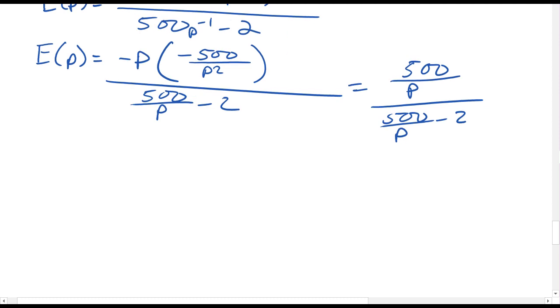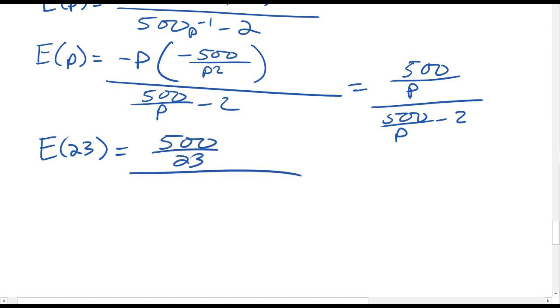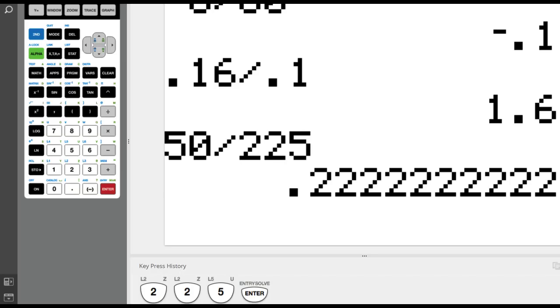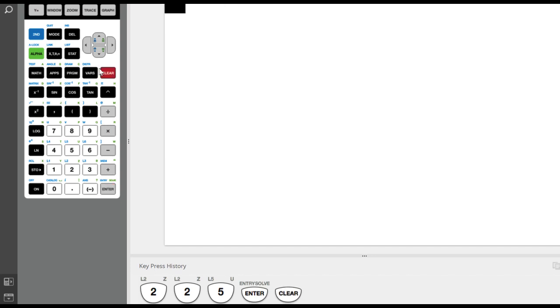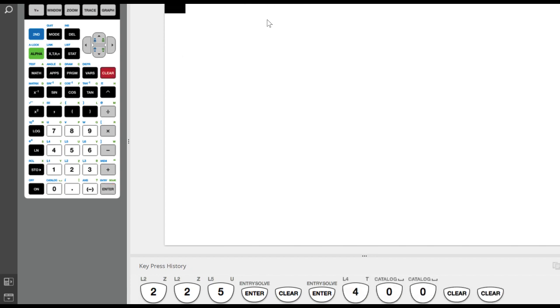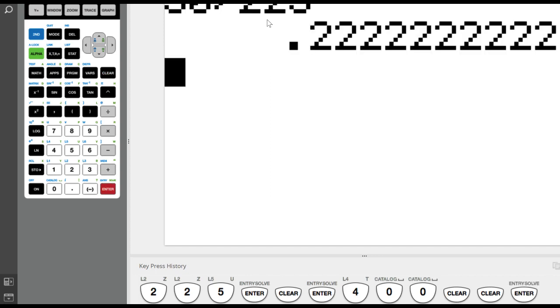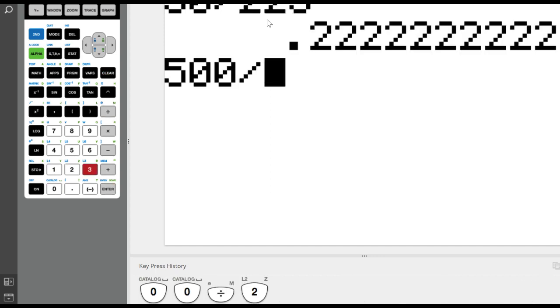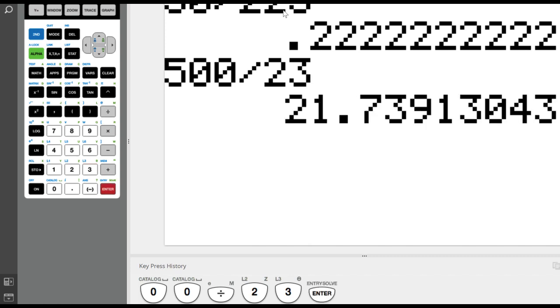And here we go. Now E of 23. That's going to be 500 over 23 all over 500 over 23 minus 2. These are not going to be pretty numbers. Let's go ahead and do it. Let's clear. We're going to take 500, divide that by 23. There we go. We got 21. Let's do 2 decimal places. 21.74.